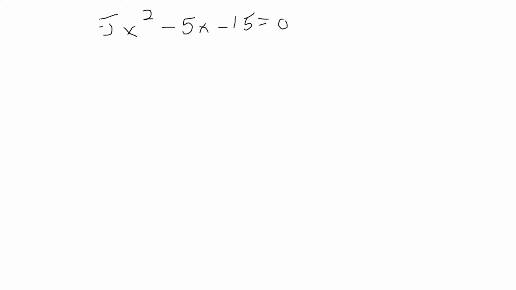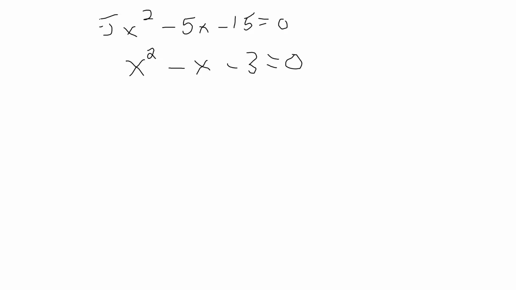And you can see here that they do have a common factor of 5. So let's just divide every single term by 5. So this will become x squared, this will just become x, this will become 3, and this will still be 0, because 0 divided by 5 is still 0.